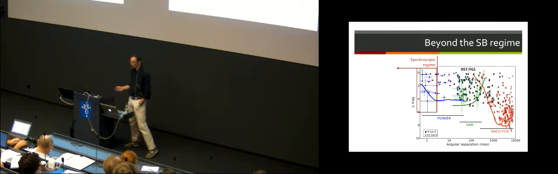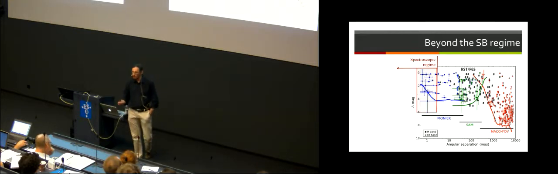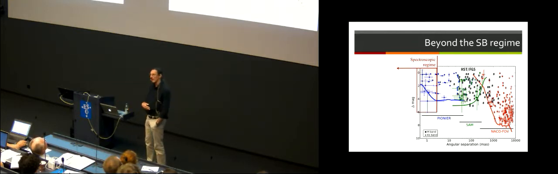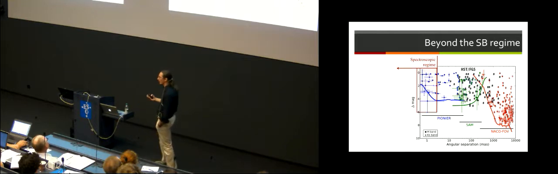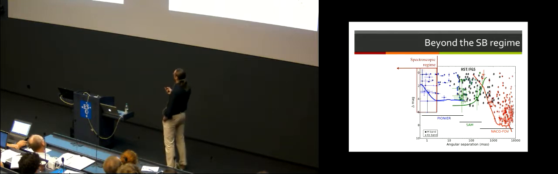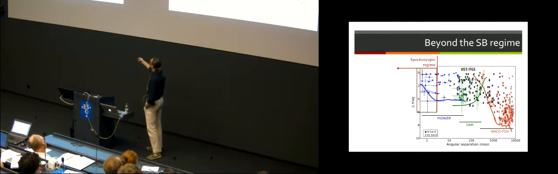And the last thing I want to flash, for people interested in triple systems, is that we have been doing a good job as a community to obtain large samples of orbital period and orbital solution distribution for the spectroscopic regime. But what happens at larger distances? Because in there, this is where you start to find the third companion of triple systems.